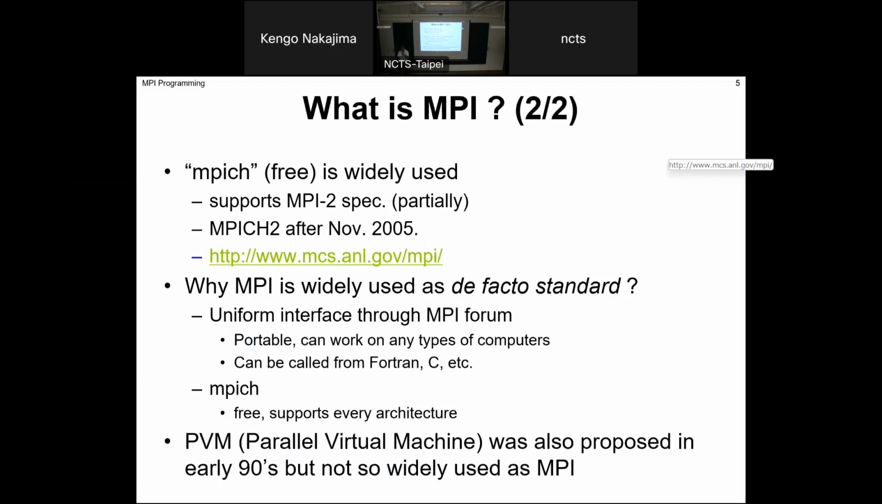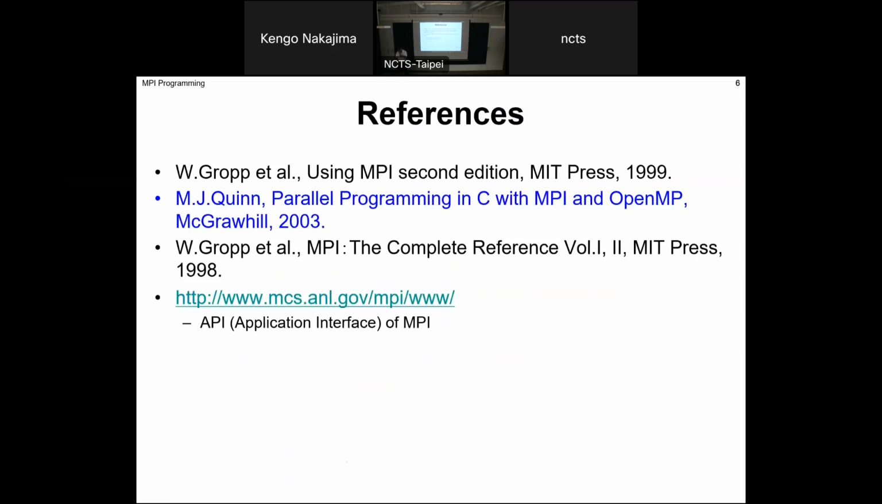And the MPI Forum consists of universities and national laboratories and also vendors, such as IBM or Hewlett-Packard, or Hitachi, Fujitsu, or Intel, or something like that. So there are several references, and actually you don't need to read these books. But if you want to read books, there are several references like this.